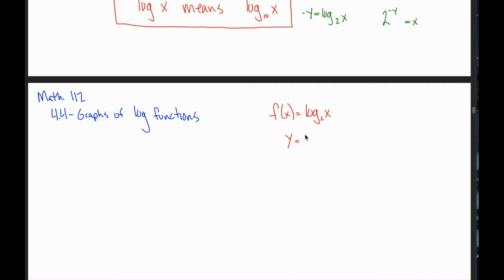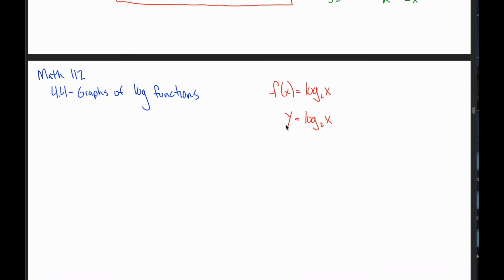First step, you just change the f of x into a y. So I got y equals the log base 2 of x. What you now have is an equation that represents this original function, but what I want is an equation that represents the inverse function. So because inverse functions, informally speaking, just switch the inputs and outputs of a function, I can just switch the x's and the y's.